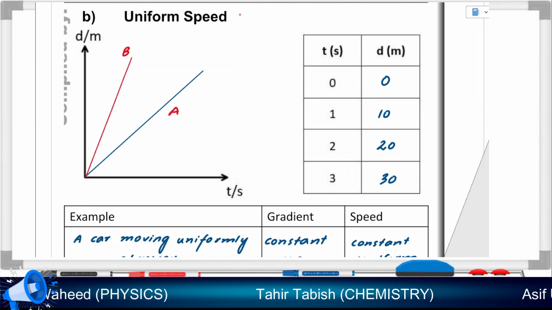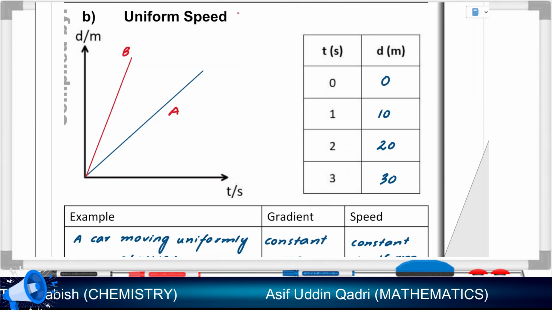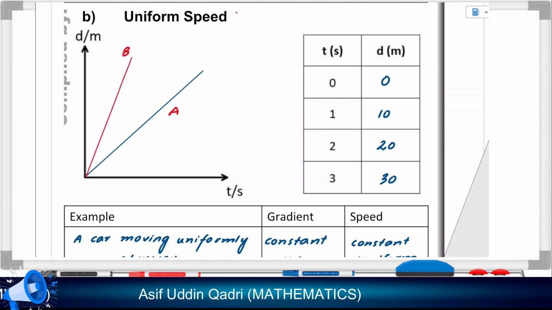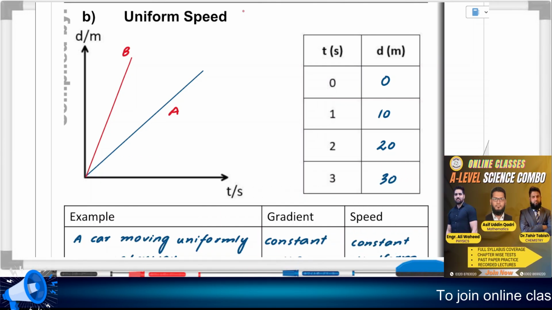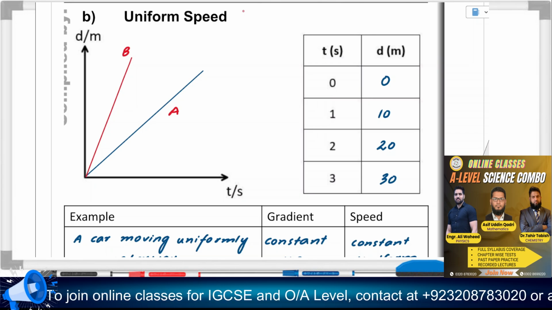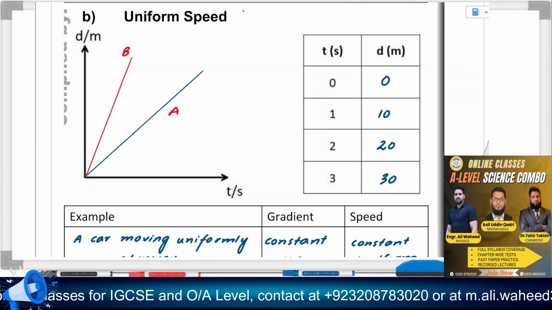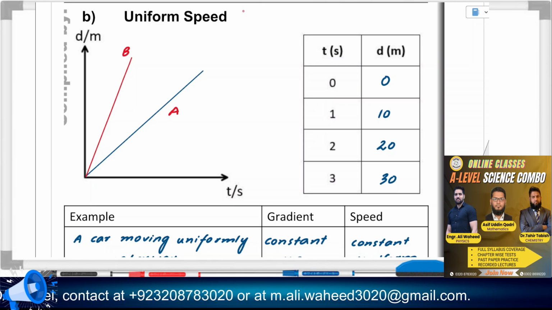Sir, vehicle B is covering more distance in one time. So, okay, that's perfect. Vehicle B is covering the distance faster. So, can I say the object B, the vehicle B, also has uniform speed, but its uniform speed is more or greater than the uniform speed of A?